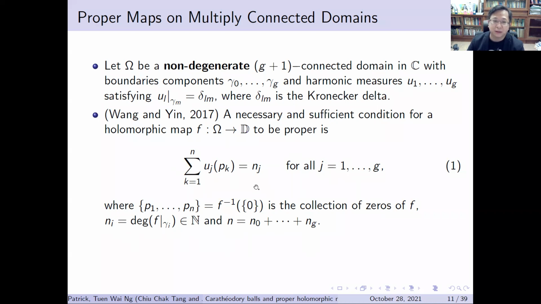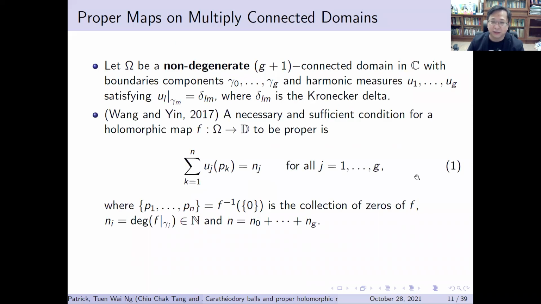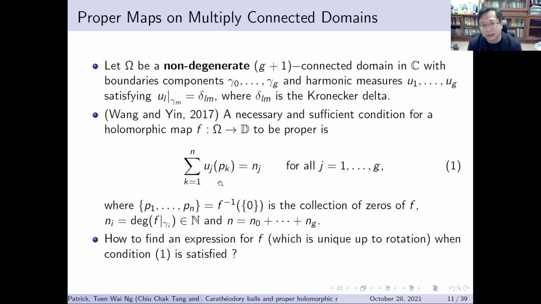Now if you go back to the annulus case, this equation can be restated in terms of this condition here. So actually the equation comes from this harmonic measure condition. Now, they basically stop here. But a natural question is whether one can find some expression for f which satisfies this system of equations on a harmonic measure. So this is the starting point of our investigation.